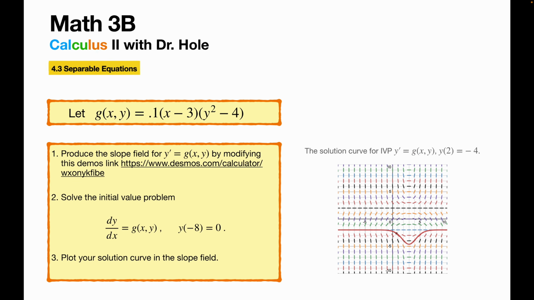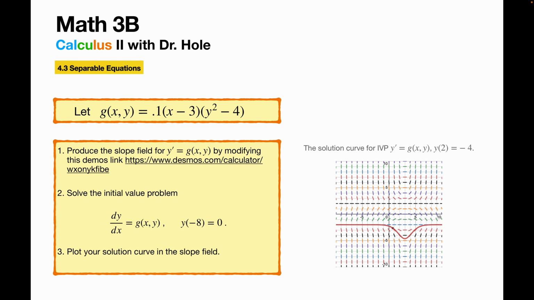This is your assignment. Update the Desmos link by plugging in this g of xy. That's the first thing. Then produce an image of that slope field. It should look something like this minus that solution curve. That's part 1. Part 2, go and read up on separable equations. Learn how to separate variables. Use that technique to solve this equation. That will give you a general solution.